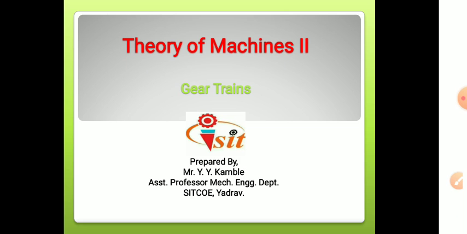Today we are going to see the gear trains. This is unit number 3, where we are going to discuss gear trains. In the earlier video we saw unit number 2, that is toothed wheels or toothed gears. We already saw the gears, the use of gears, and the types of gears. Again we saw the derivations and numericals related to gears. Now today we are going to see the gear trains.